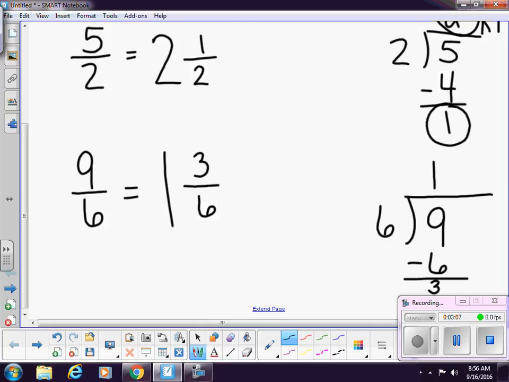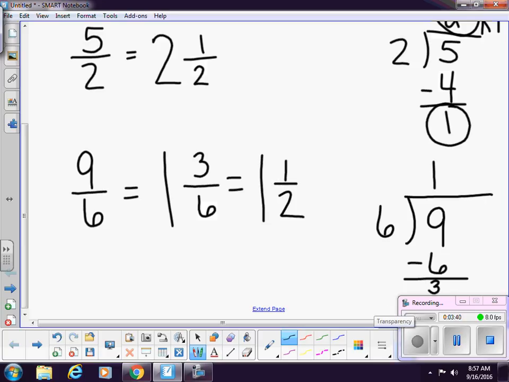Now, you do need to reduce. You could have reduced in the beginning and then divided, or you can divide and then reduce at the end. It does not matter. What now? 1 and 1/2, yes. Now, when you reduce, this whole number does not change. Okay? It stays a 1. And then we're going to reduce by 3, so that becomes 1 and 1/2.